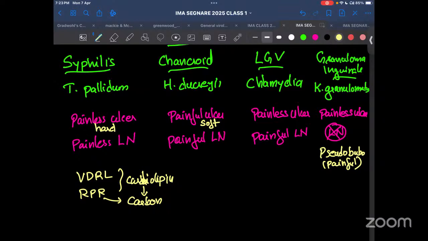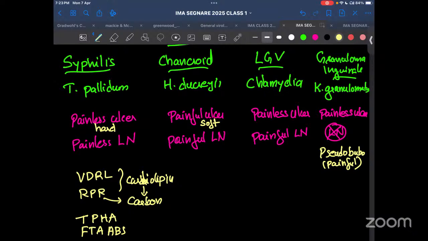These are non-specific tests. There are certain specific tests like TPHA, Treponema pallidum hemagglutination test, and there is another test known as FTA-ABS. So these are all specific tests for detection of syphilis.